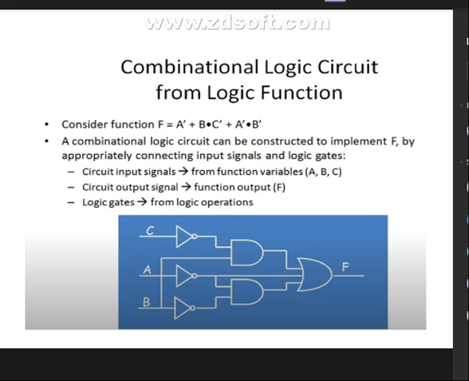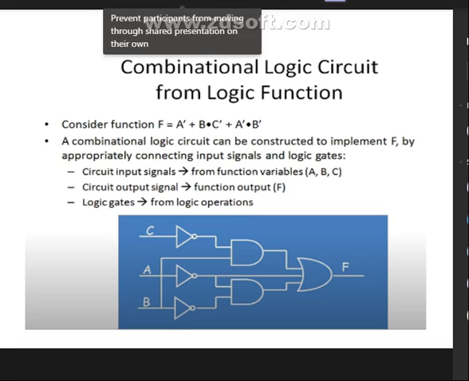B into C' means we have applied the NOT gate and we have given this input here. Third one is A' into B'. A' into B' means A', into means you have to use the AND gate, and for that we have given this input here. This is the combinational circuit for a logic function. Go for the next slide.